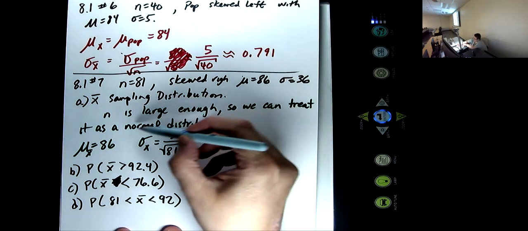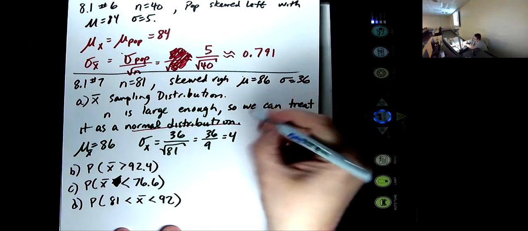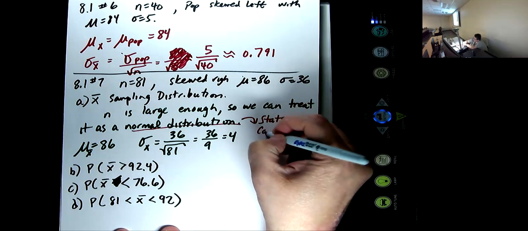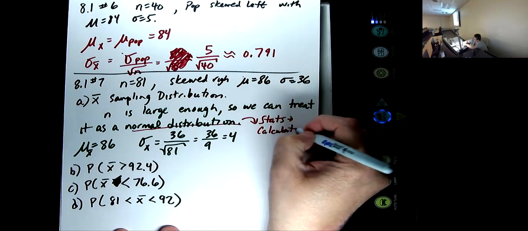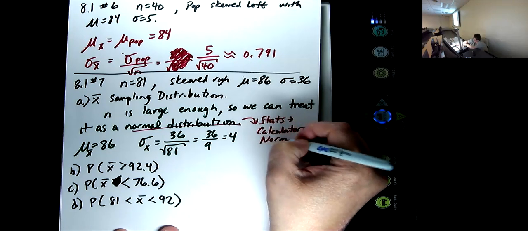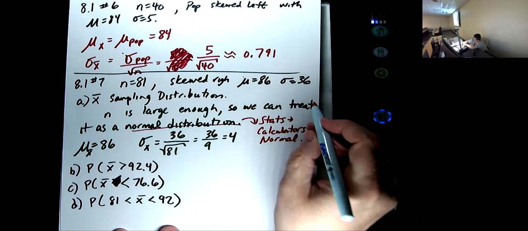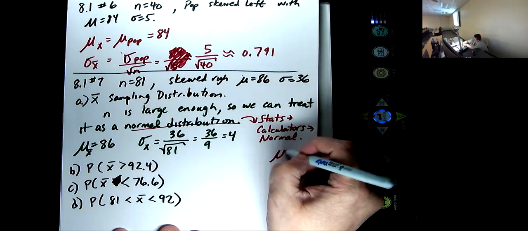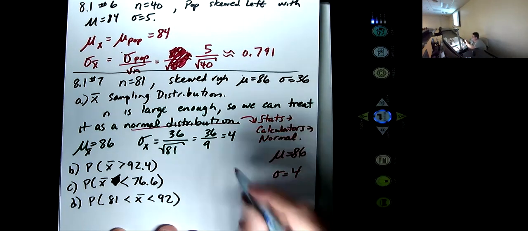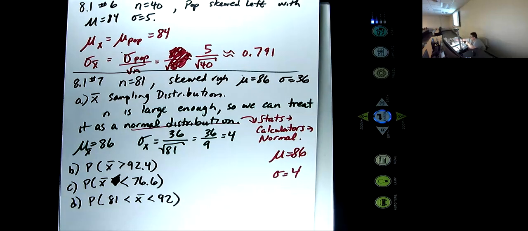We've said this follows a normal distribution, so we can use stats calculators normal, with mean equals 86 and standard deviation equals 4. What we calculated, not the default information we were given.